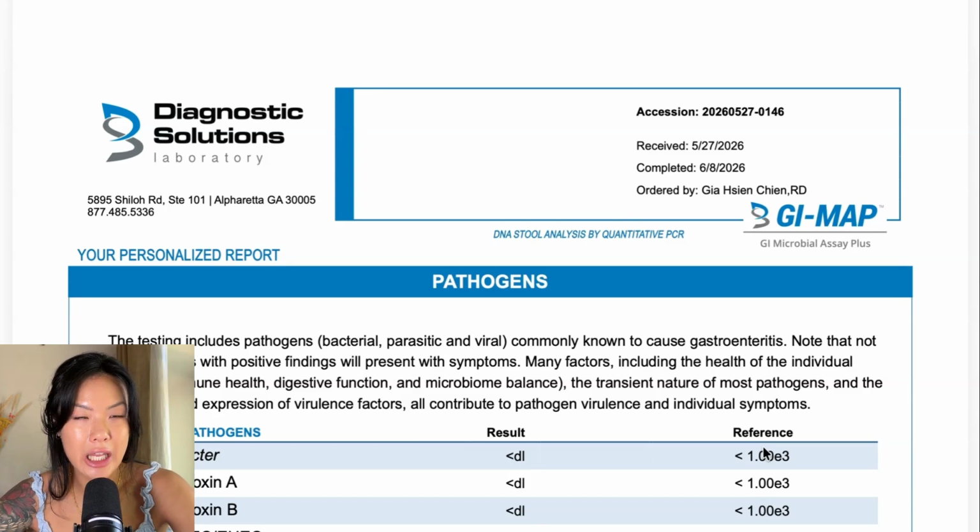This is one of my patients that came to me with eczema. She was also dealing with perioral dermatitis as well as rosacea. She was dealing with multiple inflammatory skin conditions.